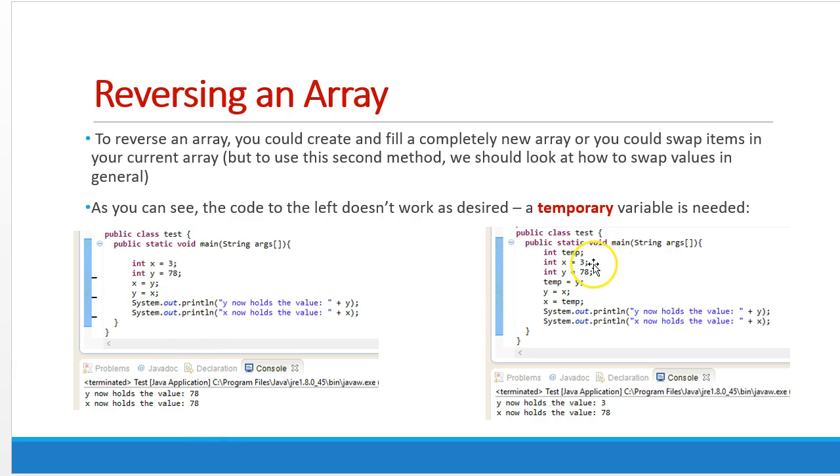What you have to do is first take the value of y and put it somewhere temporarily. Then you can overwrite y with x and put the temporary into x. And now you can actually swap. So we started out with x being 3, now x is 78. So that's just in general how you swap something.